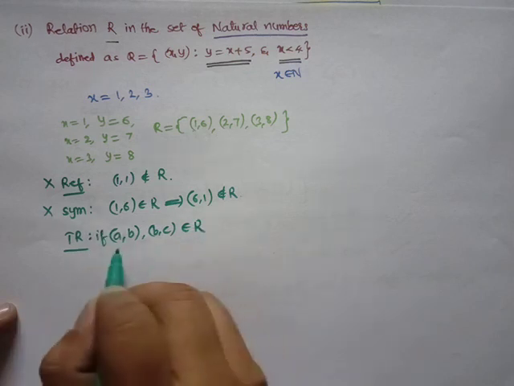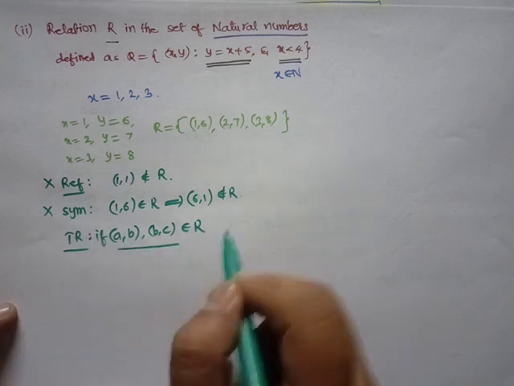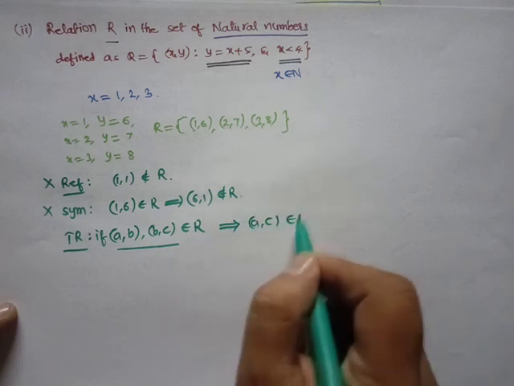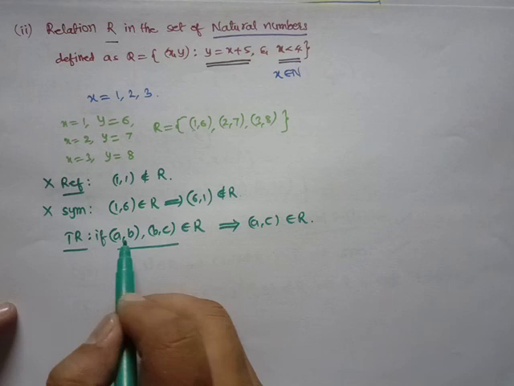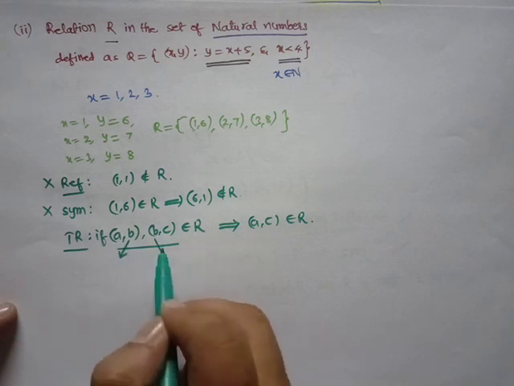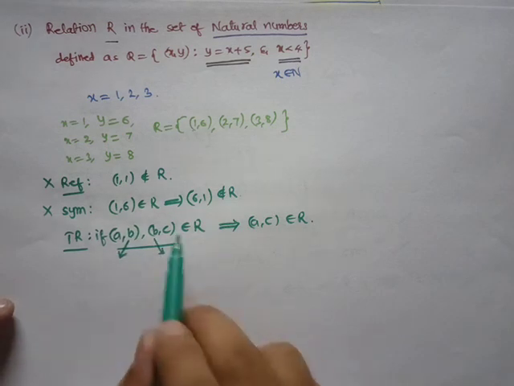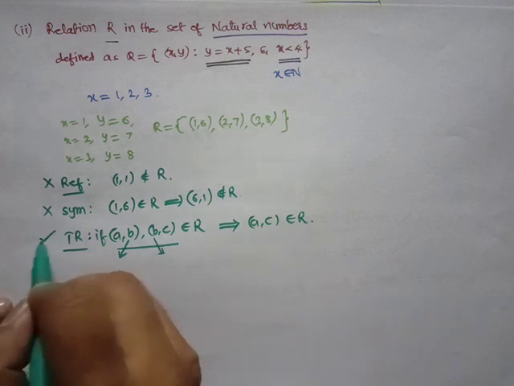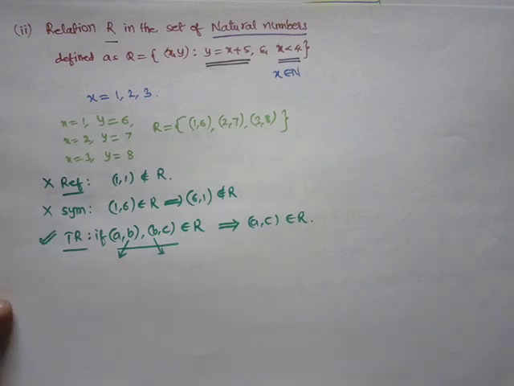If these two elements are present, then only we should talk about a comma c belongs to R. So only one element is present here, the second element is not present. It is not required to consider a comma c. So in that case you can say it is transitive.